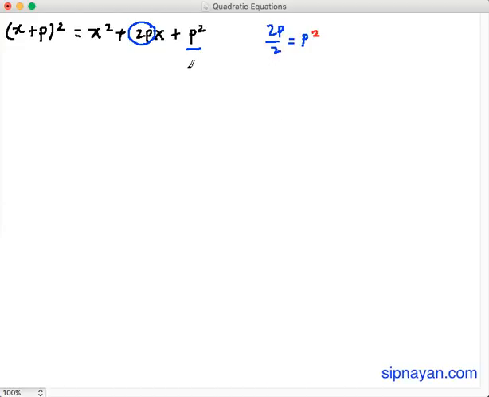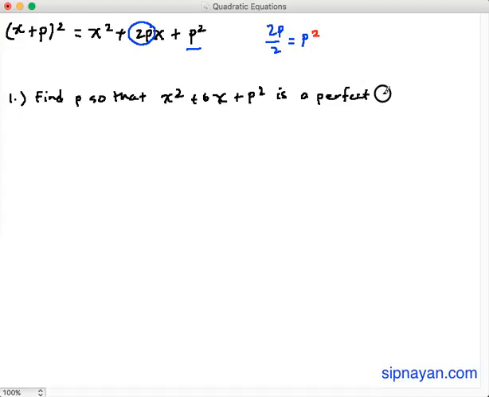So, we can have several examples, maybe 2 examples on finding the value of p. So number 1, find p so that x squared plus 6x plus p squared is a perfect square trinomial. Okay? So, sabi natin dito, we find the value of p and then we square, no?